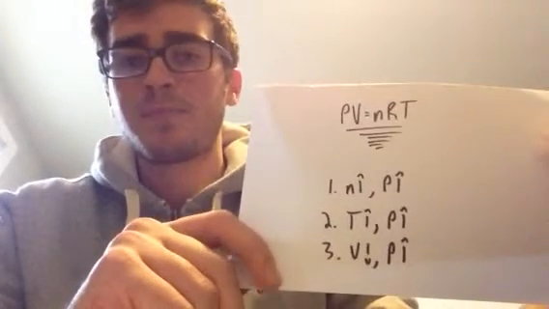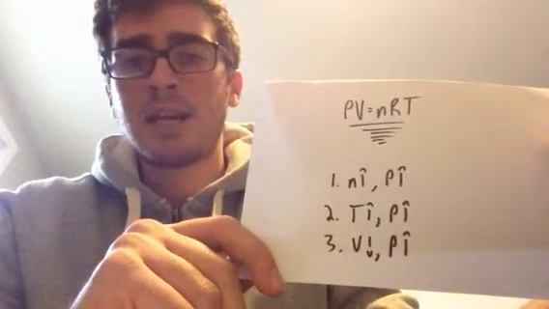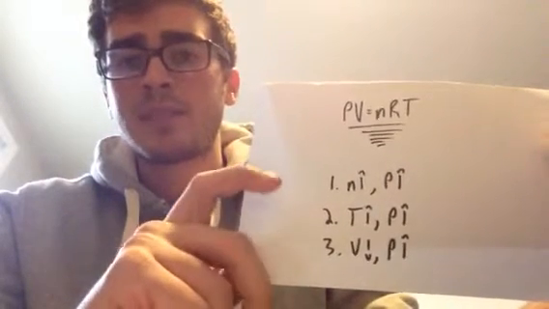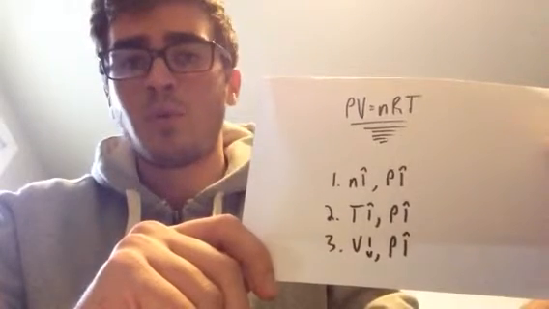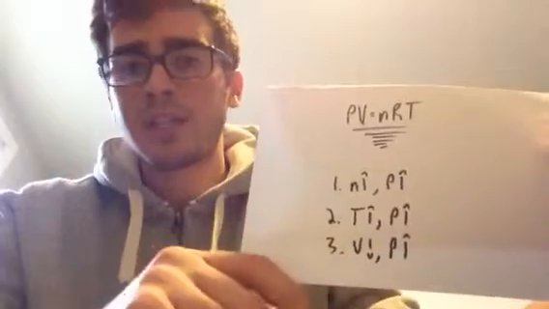The third example is where we keep N and T constant and we decrease the volume. This has a similar effect to the first example where the collisions are happening more often, thus there are more collisions against the walls, which increases the pressure.